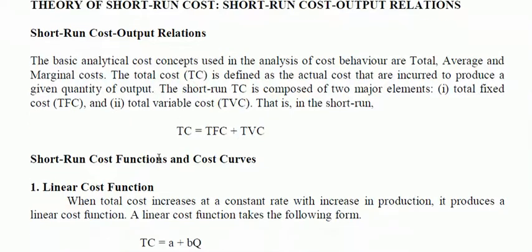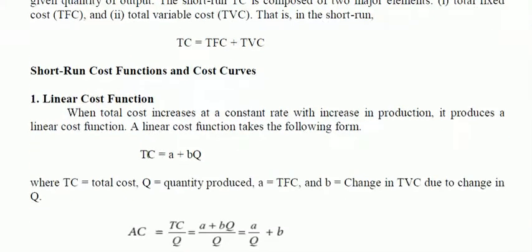So in short run cost you have linear. So this is the formula I am getting. So this is the total cost. From the above you can see total cost is the total fixed cost which I am incurring plus total variable cost. So in the linear curve TC is equal to A plus BQ. A is my total fixed cost, BQ is my total variable cost.